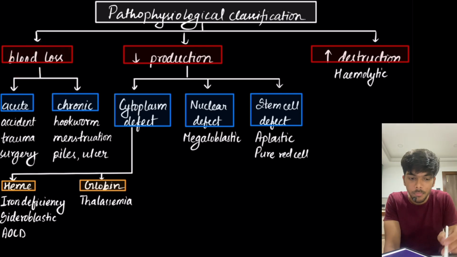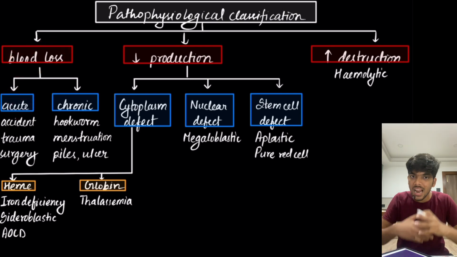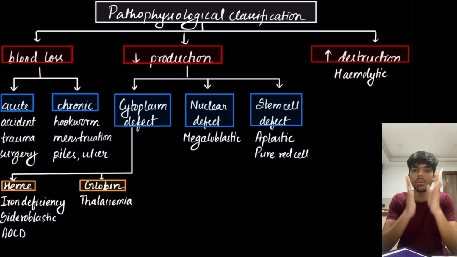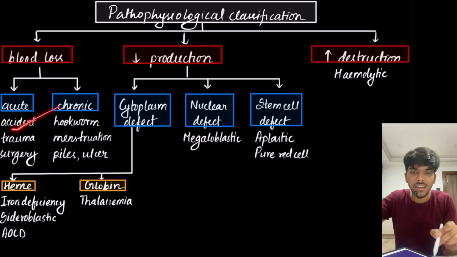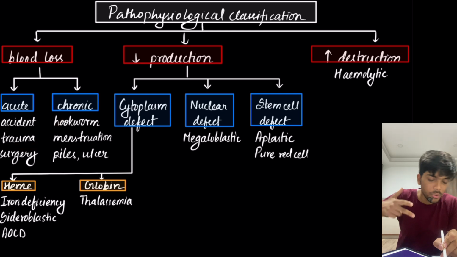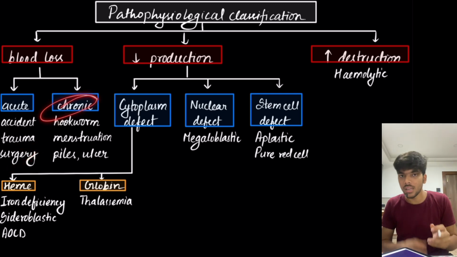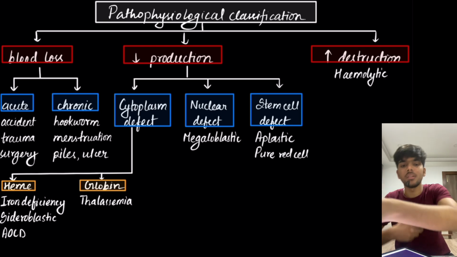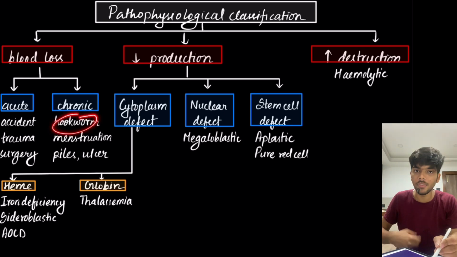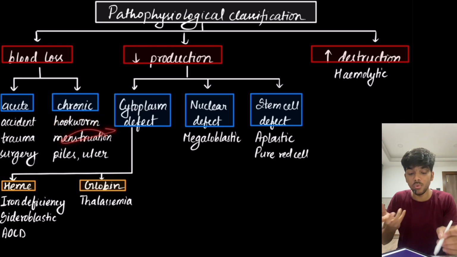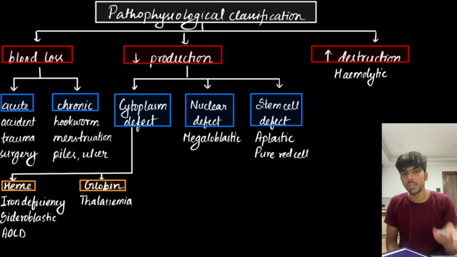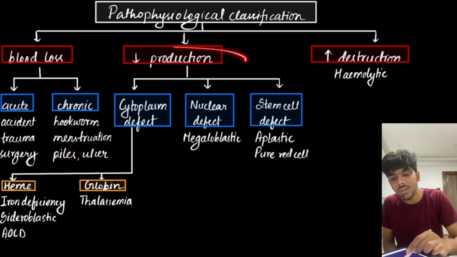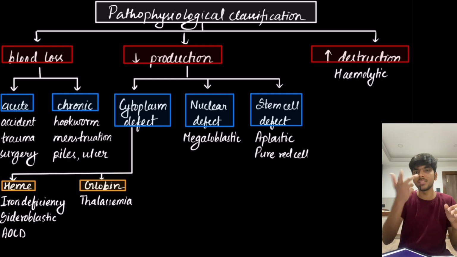The blood loss can be acute, that is there is large amount of loss of blood in a short duration of time, like if an accident occurs, some kind of trauma occurs, or during surgery. Chronic, that is little amount of blood is lost over a longer duration of time, like hookworm infestation in intestine, menstruation, piles, ulcer. Then anemia can be due to decreased production of red blood cell itself.